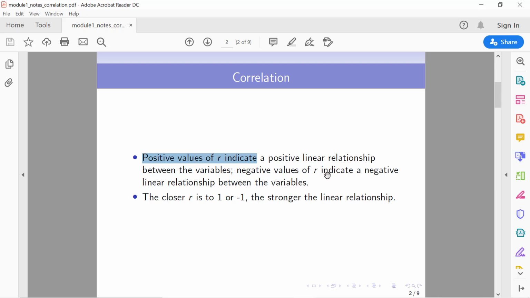Negative values of the correlation indicate a negative linear relationship. A negative linear relationship means that as one variable increases, the other decreases. The closer the correlation is to either 1 or -1, the stronger the linear relationship. The closer it is to 0, the weaker the linear relationship.